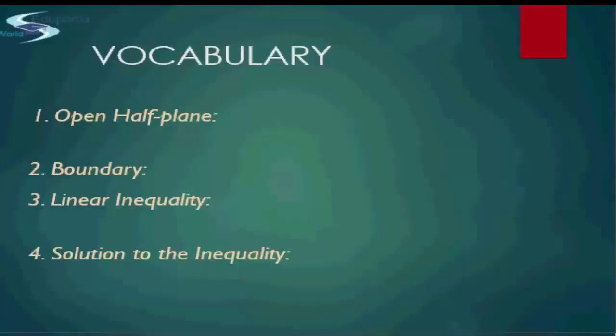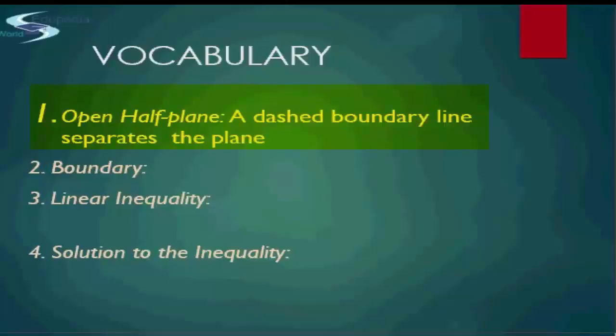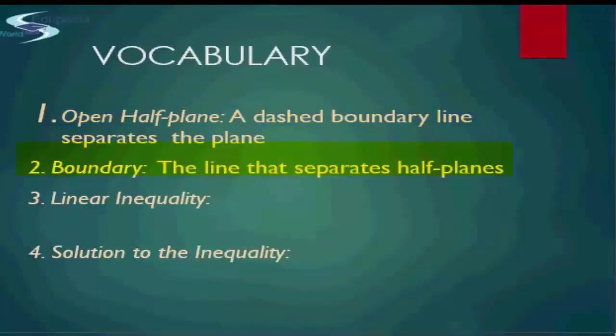First of all, we're going to talk about open half plane. I'm just going to go through all of these, so bear with me. Open half plane is basically a dashed boundary line which separates the plane. You can relate to this once we get to the graphs. And boundary, of course, this is pretty simple, is the line that separates the half planes.